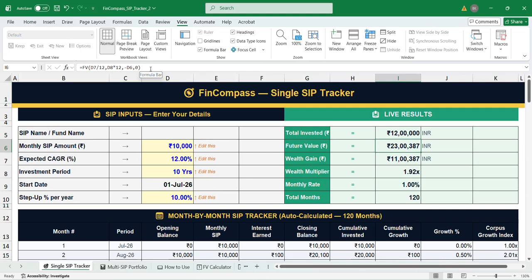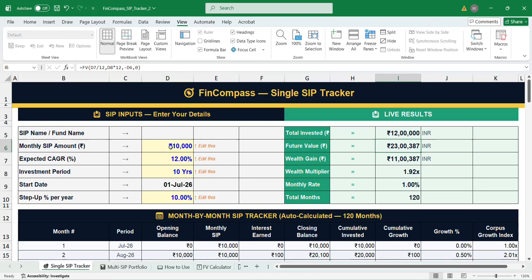I will try to attach a link for downloading this editable Excel sheet. Please download it and try editing these values, and see how much you can invest in some funds and how much you can expect if we have a specific CAGR value.